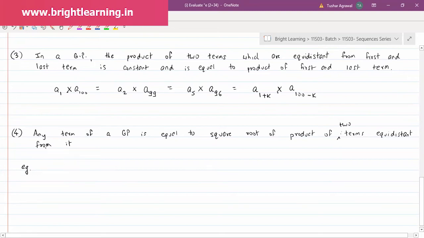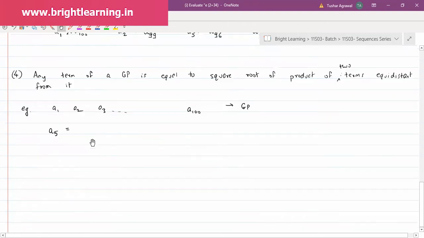Yes, yes, sir. Okay. So any term of a GP is equal to the square root of the product of two terms equidistant from it. So let's say A1, A2, A3, and so on up to A100 is my geometric progression. If you want to calculate, let's say A5, A5 is equal to the square root of A5 multiplied by A5. Yes or no?